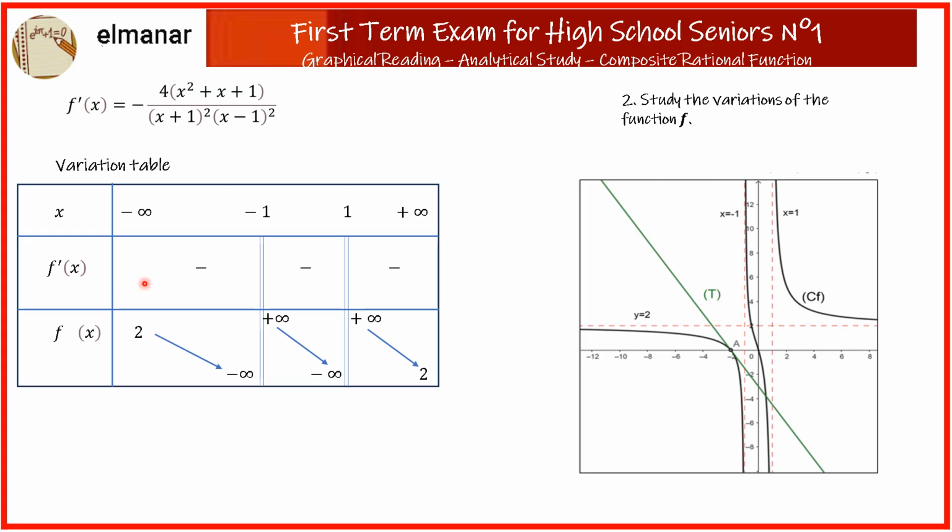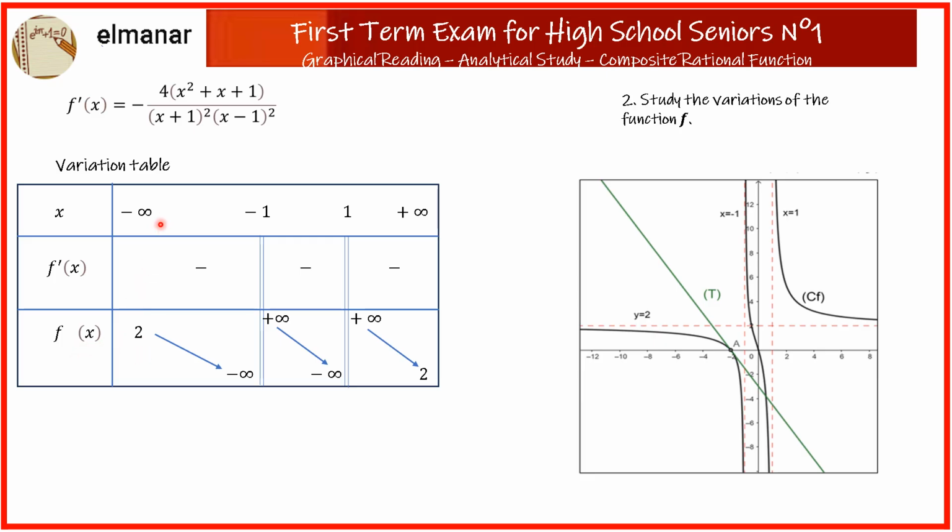Throughout all intervals mentioned, the derivative is strictly negative. This indicates that the function f is strictly decreasing wherever it is defined. Reminder: a negative derivative implies that the curve is sloping downward, which means the function is continuously getting smaller. Third row, behavior of the function f itself. The observed pattern is as follows.